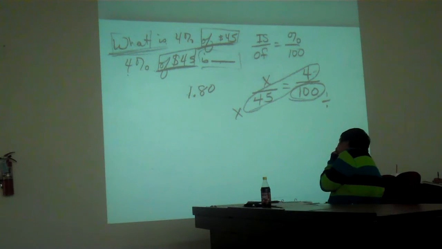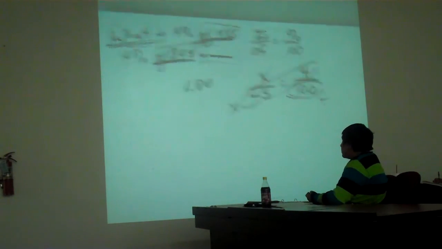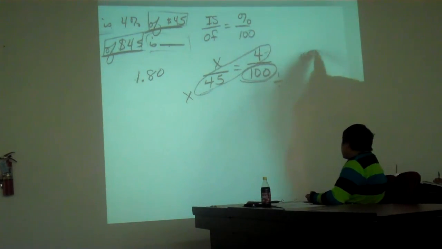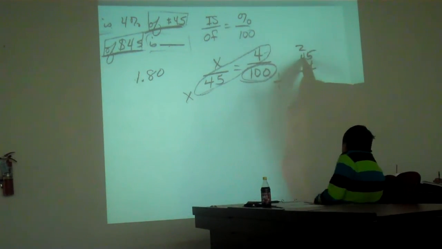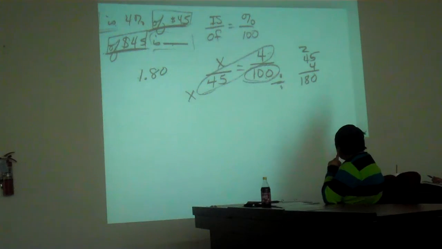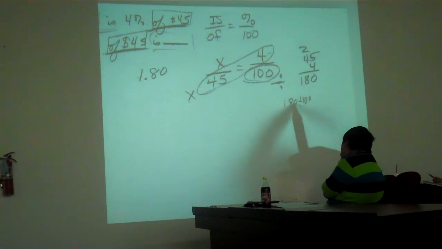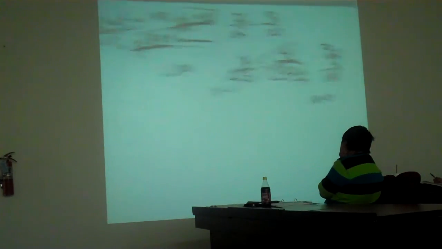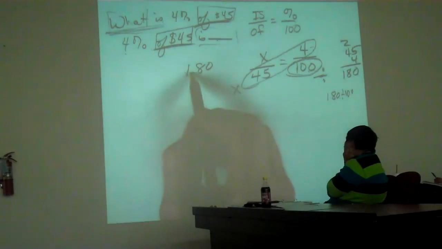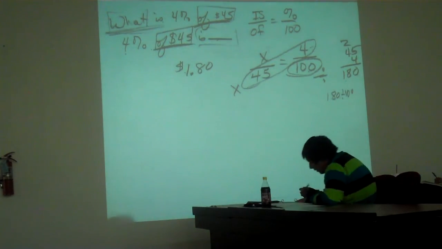You shouldn't have to move the decimal when you do these. 4 times 45. 4 times 5 is 20, 4 times 4 is 16, 17, 18. 180 divided by 100. When you divide 180 by 100, that moves your decimal back twice. That's 1.8, and this was dollars, so instead of 1.8, we put 1.80. $1.80.